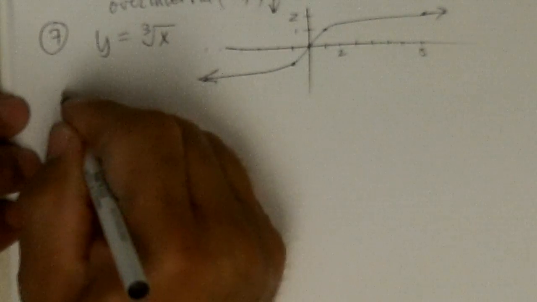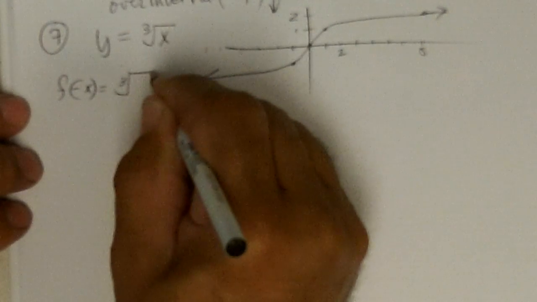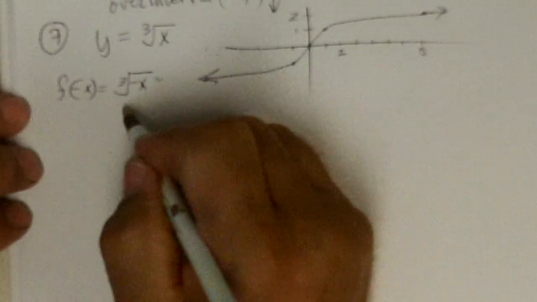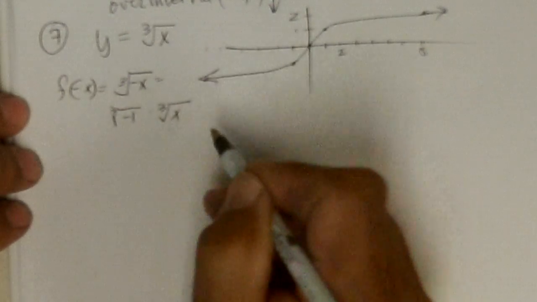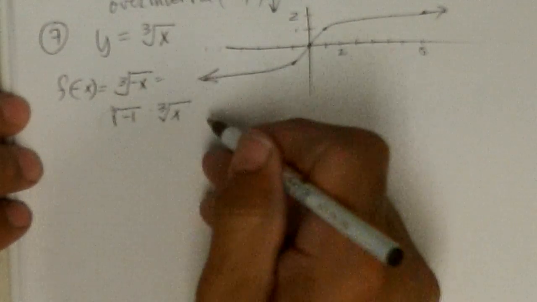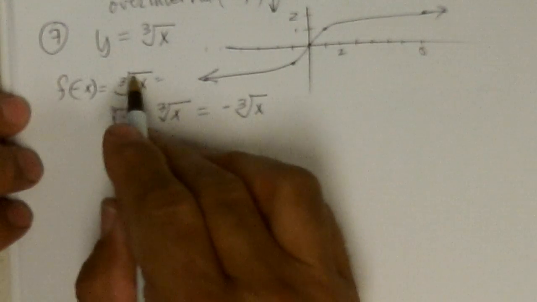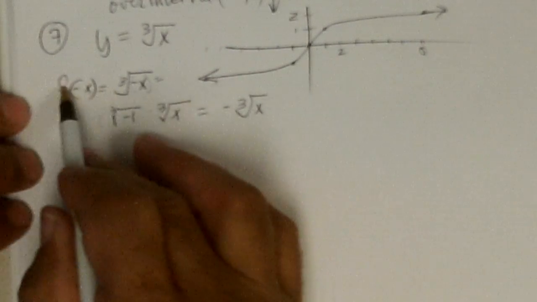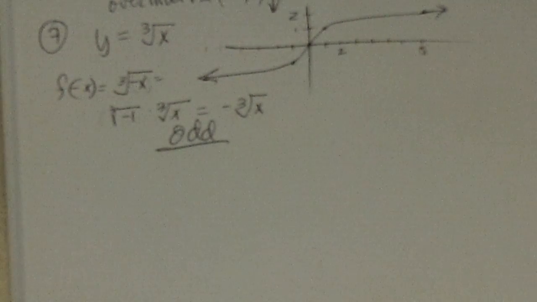So f of negative x is the cube root of negative x, which is the cube root of negative 1 times the cube root of x, and the cube root of negative 1 is negative 1. So making the x negative changes the sign of the whole function. That's the definition of odd. It rotates on itself. It has point symmetry with the origin, in other words. 180-degree rotation lands on itself, so it is odd.